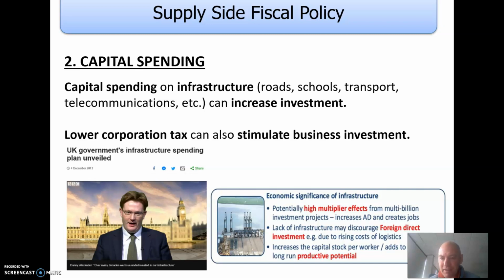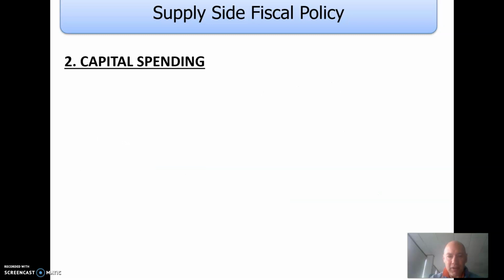This is going to increase aggregate demand. It's going to increase jobs. Okay, with better infrastructure, then actually it may start to improve investment into the country from foreign firms as well. Okay, and all of this is going to increase the long-run productive potential of the economy.